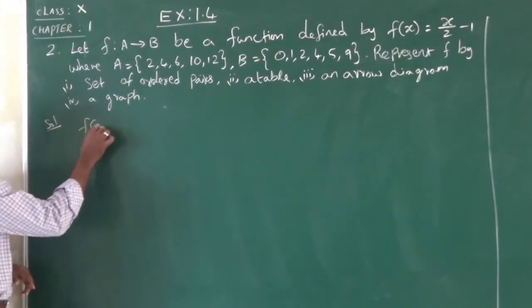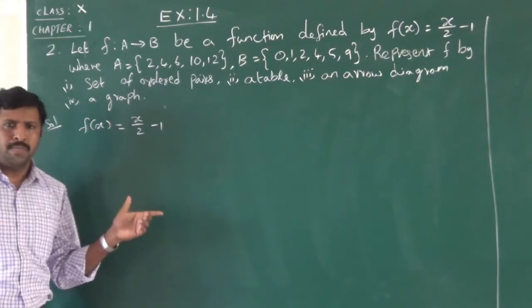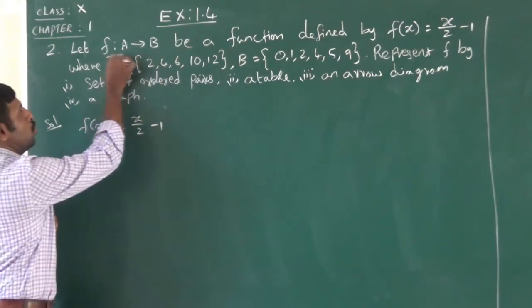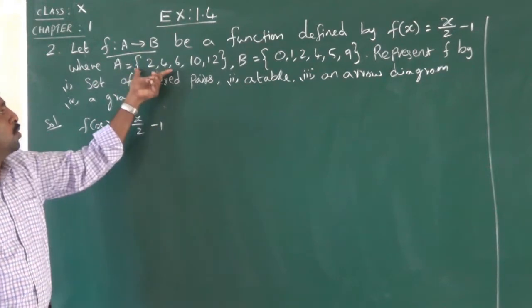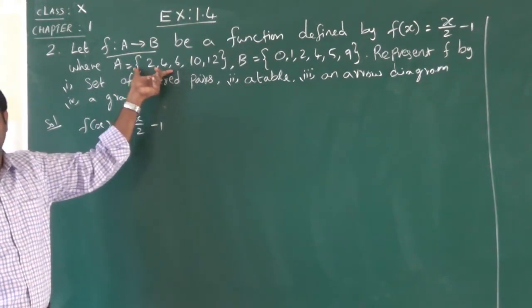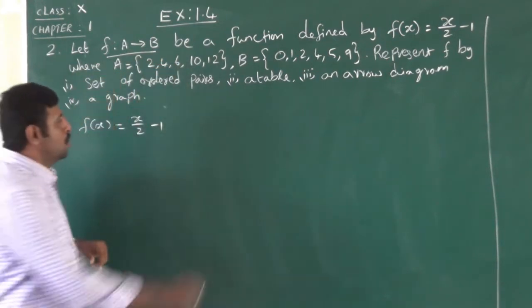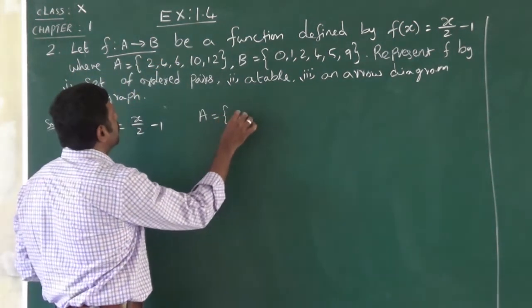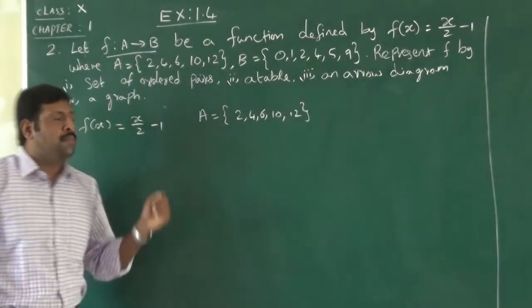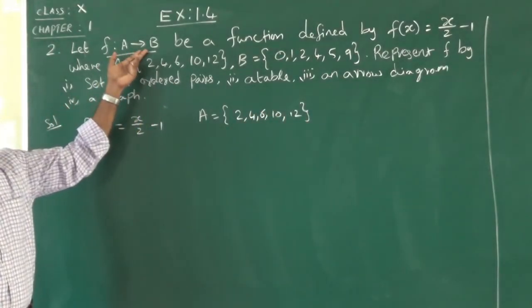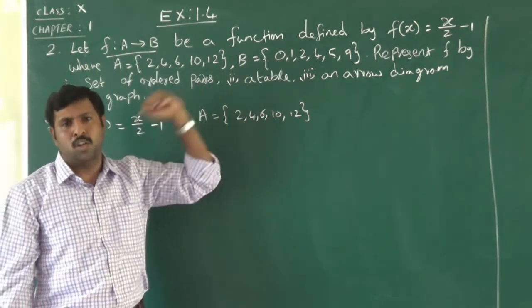First, the given function is f of x is equal to x divided by 2 minus 1. The function from A to B is given. So we have to take the first set A as the domain set, so the first set A elements are the x values. So here A is equal to 2, 4, 6, 10, 12. Since it is a function from A to B, suppose it were B to A, then first you would select B as the domain.